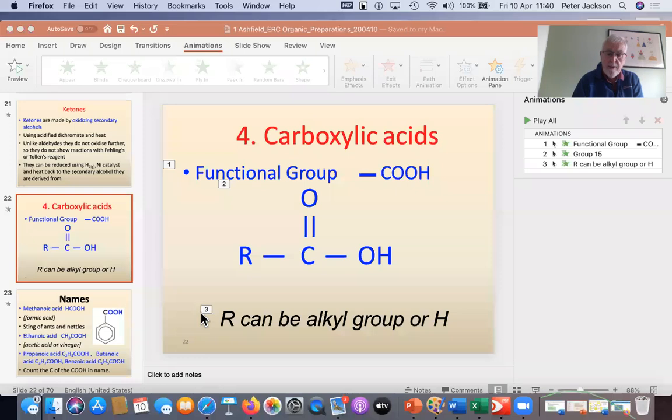Right, so we'll make a start on the carboxylic acids and we'll finish them off next day. Right, so let's make a start on it with 5 minutes left.